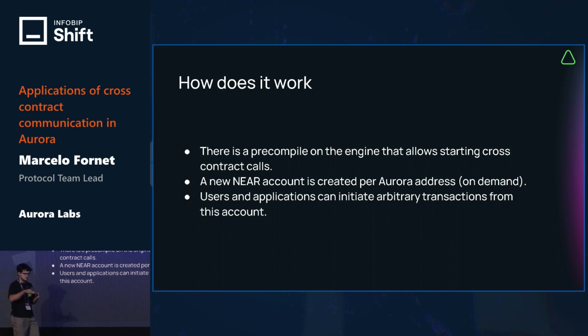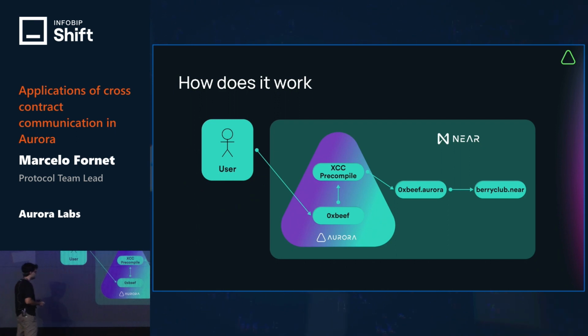It's basically like an entry point or an exit point to go to the whole NEAR ecosystem. For every address that exists today on Aurora, there will be a new account ID created on NEAR that will be executing the calls on your behalf. And anyone will be able to use this feature in a trustless and decentralized way. Users are free to go over this feature. This is a brief diagram about how it works.